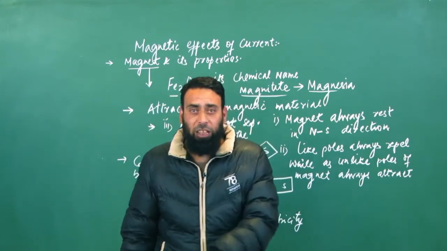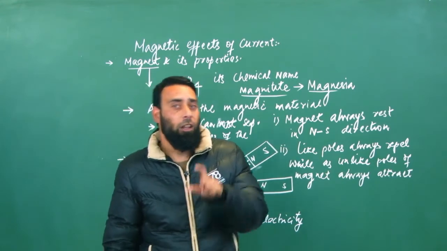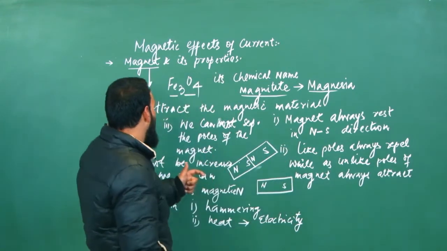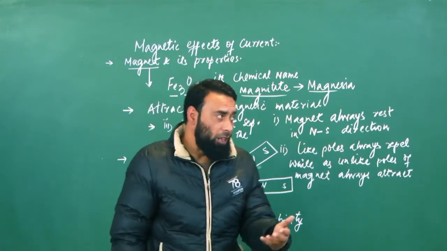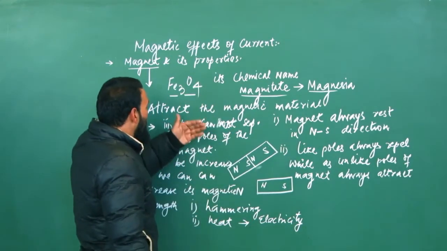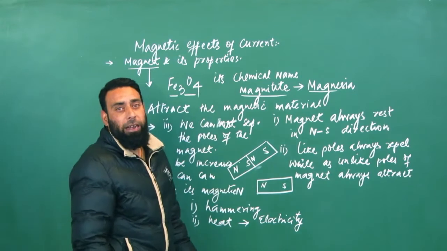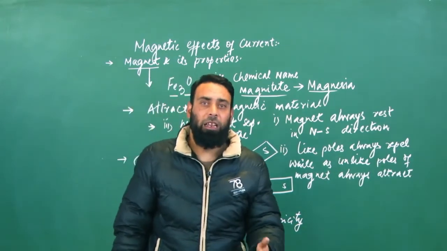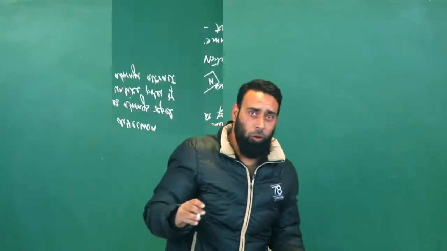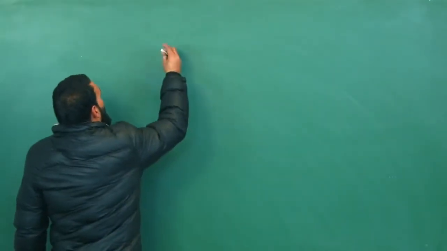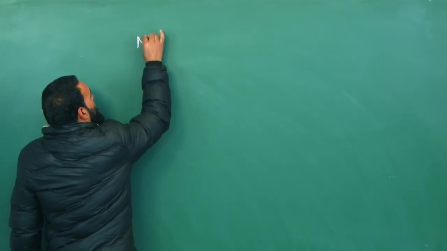So we can decrease the magnetic strength of a permanent magnet, but we cannot increase it. Its magnetic strength is always constant. So these are certain important properties of a magnet, and its chemical name, its chemical formula, and important properties. Okay.